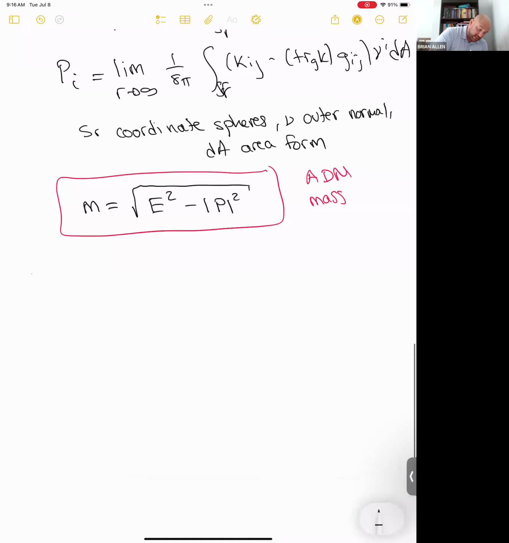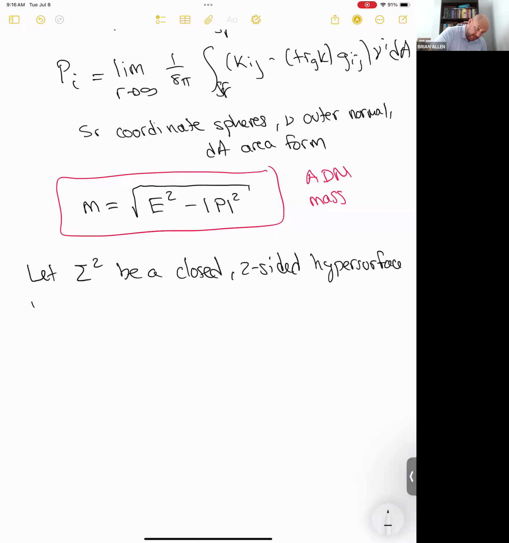So to start talking about that, we need to consider, let sigma 2 be a closed two-sided hypersurface in M. And we want to look at this thing called theta plus or minus, which is its mean curvature H plus or minus the trace on the surface of K.